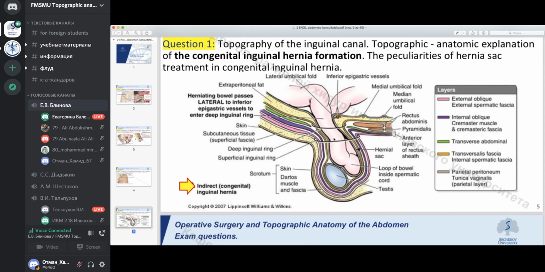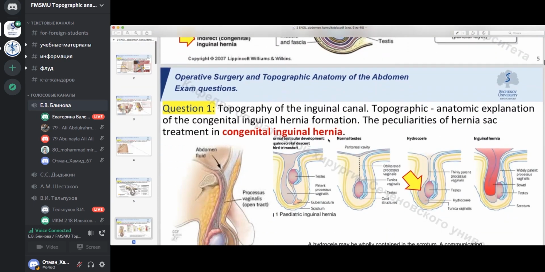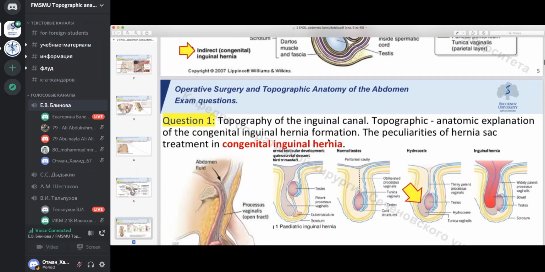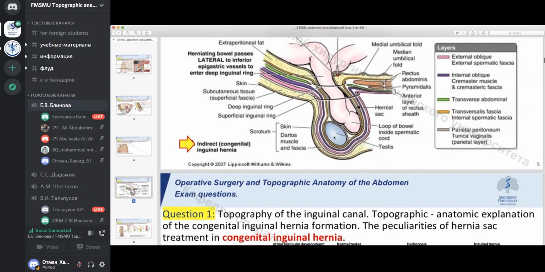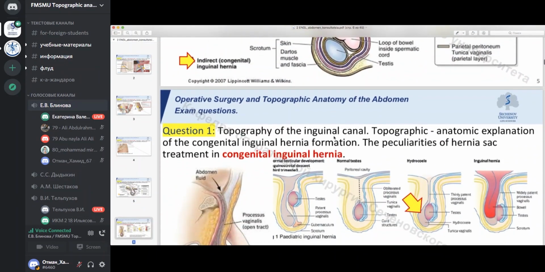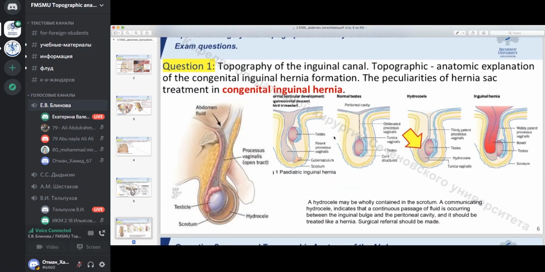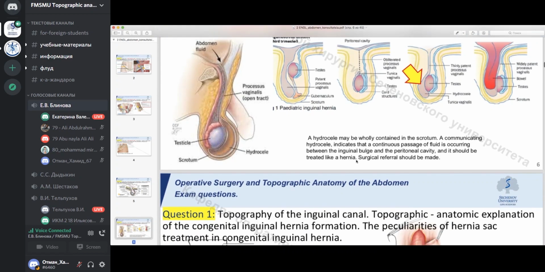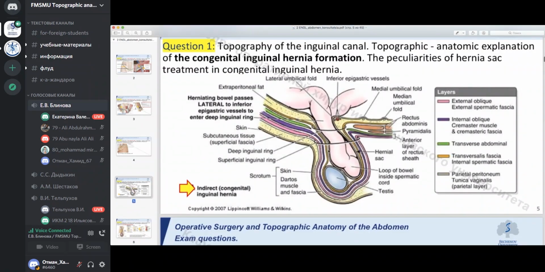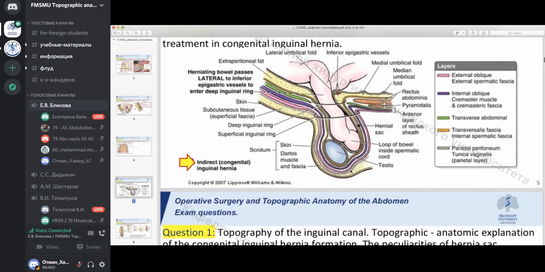How can you recognize a congenital hernia and a non-congenital hernia? If you open the hernia sac and see the testis inside of the hernia sac, it's a congenital hernia. If you see only the loop of the intestine and do not see the testis, it's a non-congenital hernia.